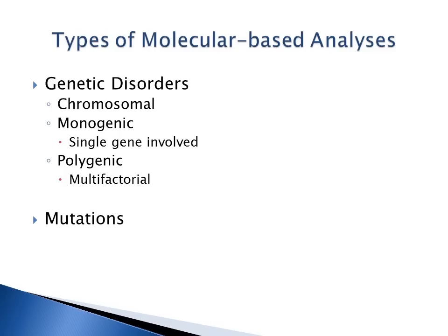The various types of molecular analyses to look at various genetic disorders. You can do chromosomal analyses. You can look at monogenic or polygenic disorders. Your monogenic disorders are usually a disorder that involves only one gene, whereas your polygenic disorders are multifactorial. Many genes play a role in causing that disease. Also, you can look at mutations, and various mutations in genes will lead to disease.